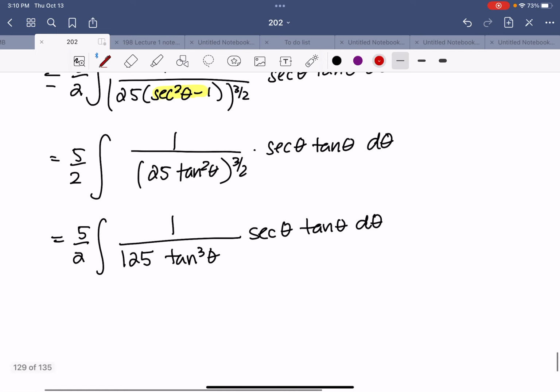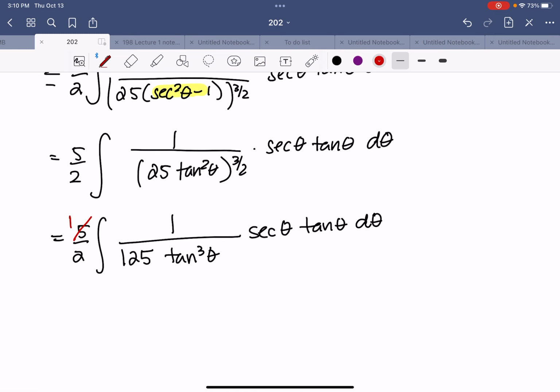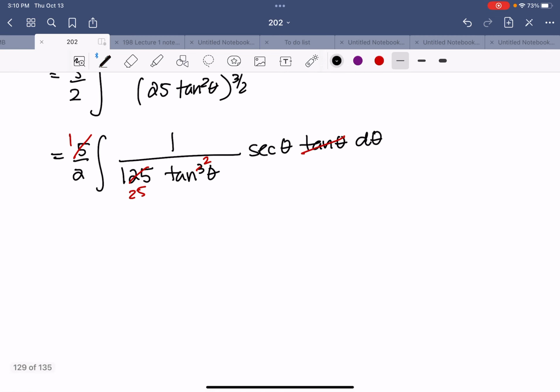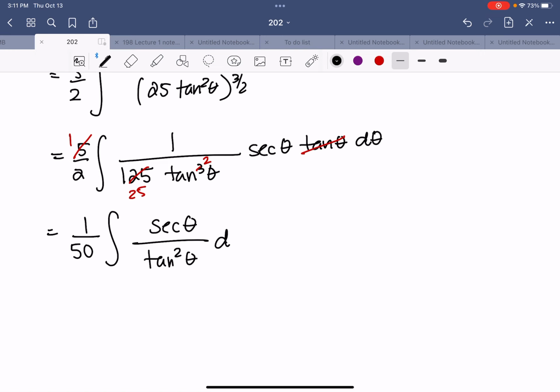From here, I can take a 5 out of both here and here. Right? Reduce those by 5. The tangent can also be reduced as well. So I can cancel a tangent that's top and bottom. That's going to leave me with, now that 25 is coming out, 1 over 50 integral of secant theta is left on the top and tangent squared theta left on the bottom.